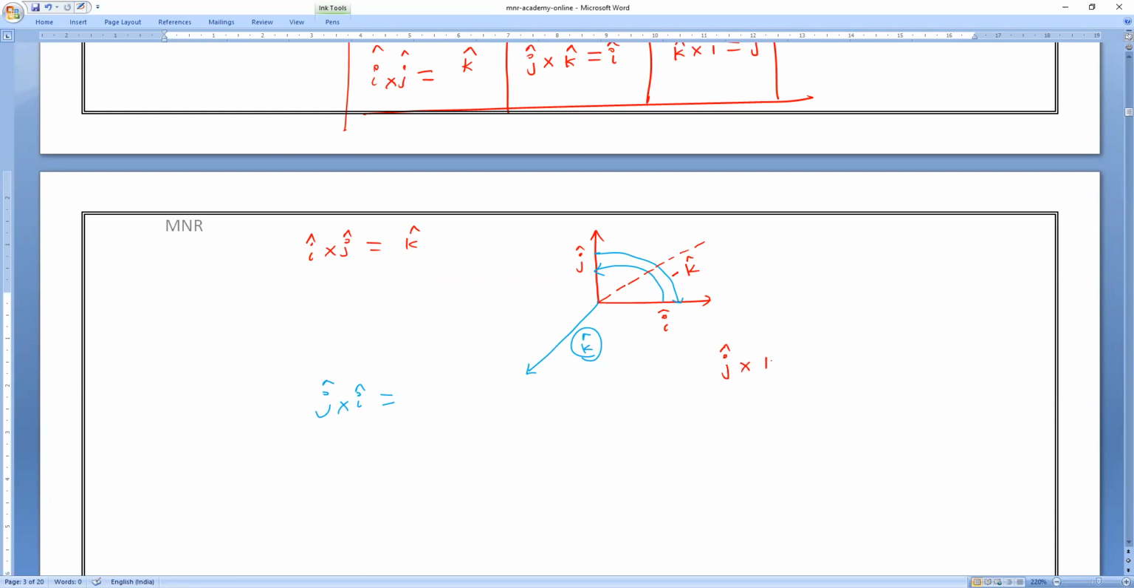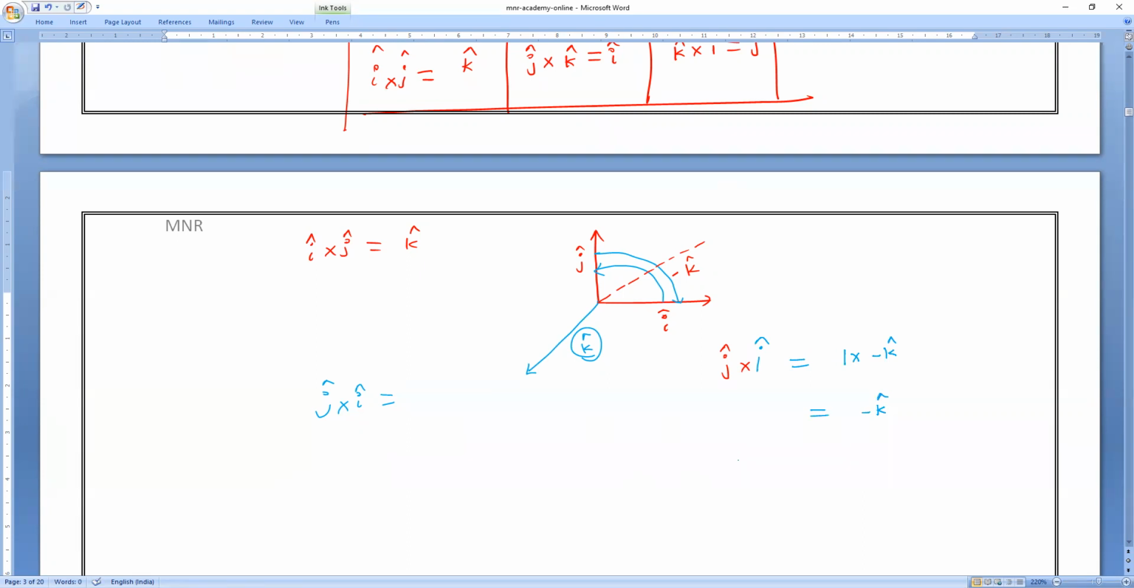J into I cap is equal to what? K cap or minus K cap? Minus K cap. Understand? That is very, very important. So J into I cap is equal to 1 into minus K cap, which is equal to what, guys? Minus K cap. Clear? Understood?